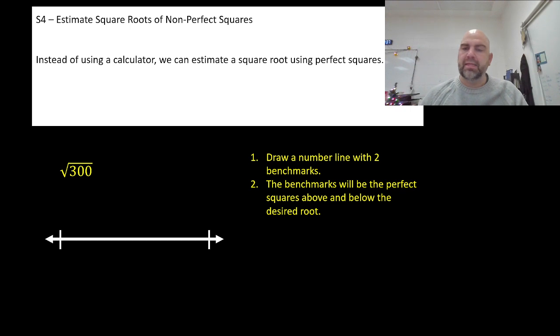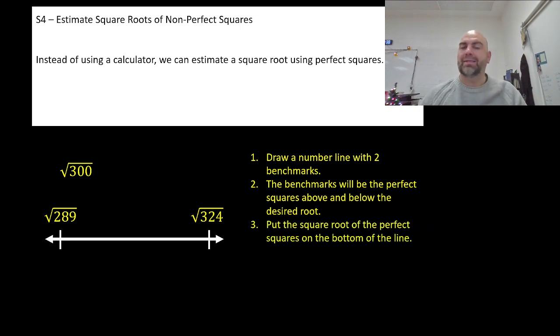The second step is that the benchmarks are going to be the perfect squares above and below the desired root. 300, again, is not a perfect square, but 289 is, and 324 is as well. These are the two perfect squares which surround 300. There's nothing closer. Now, when we take the square root of these, we should get numbers that are 1 apart, and that's what we're going to see next.